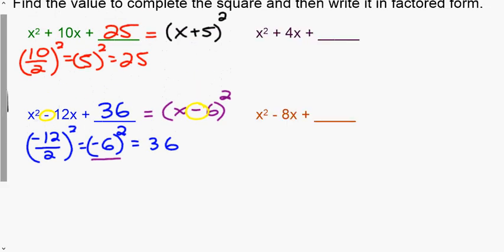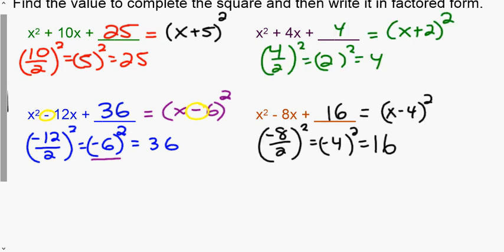I would like you to pause the video and try each of the next 2 on your own. Alright, so the top one you should have had 4 over 2, which is 2, squared is 4, so 4 is your perfect c. And when I factor it, my variable is x, b was positive, and 2 was the number that I squared. On the bottom, we had negative 8 divided by 2 is negative 4. Squared is positive 16, so our perfect c is 16. And when I factored, I have x minus, because b was negative, and the number we squared was 4, so x minus 4 quantity squared.